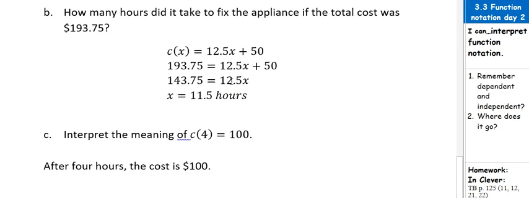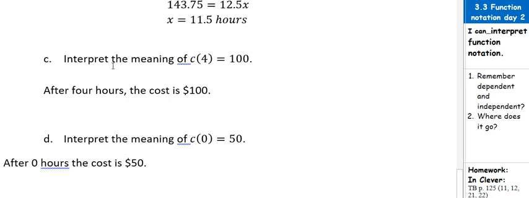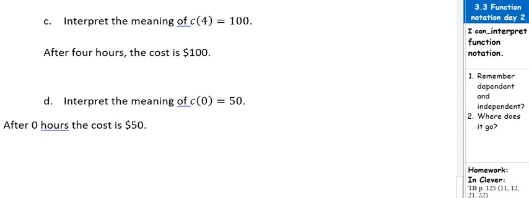X is the hours. C says interpret the meaning of C of 4 equals 100. 4 is an X, that's how many hours. So after 4 hours, the cost is $100. Same thing, after 0 hours, the cost is $50. Notice that this one doesn't really make sense, but we can still ask the question, what would it cost if it didn't cost any, or if it didn't take any time? It still costs 50 bucks.